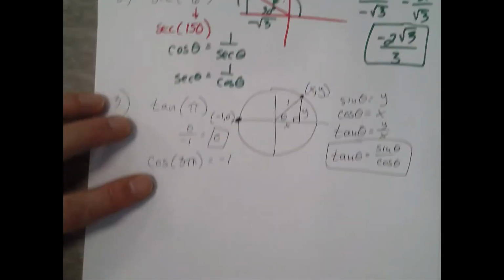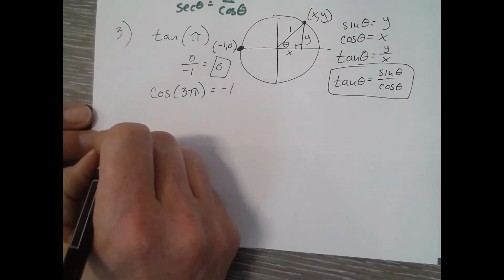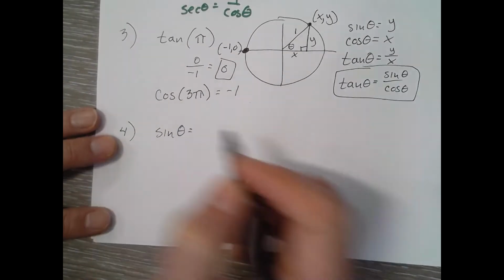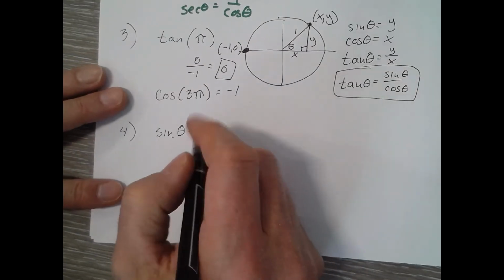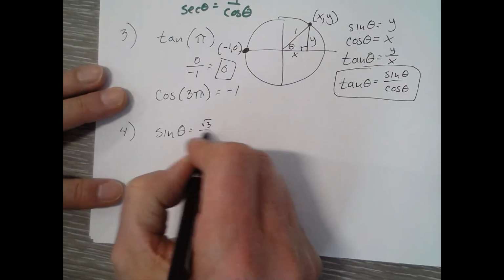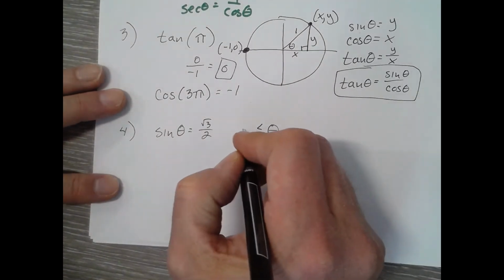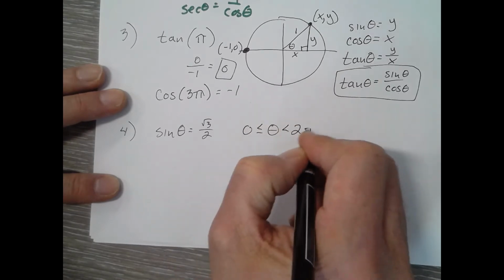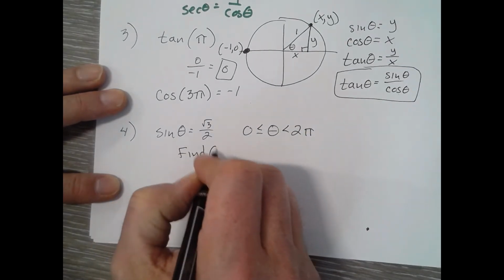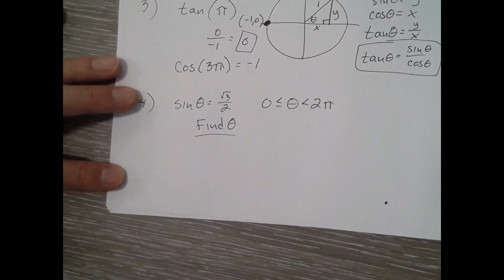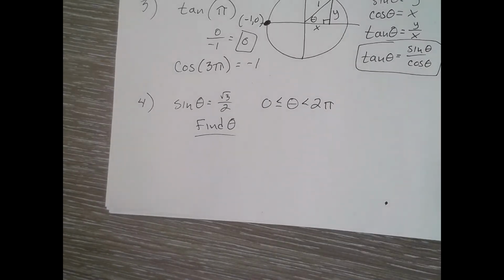All right. What if I know that the sine of theta is equal to square root of 3 over 2, and theta is between 0 and 2 pi? Find theta. I think this will be the last 5.3 question before we move on. So find theta.